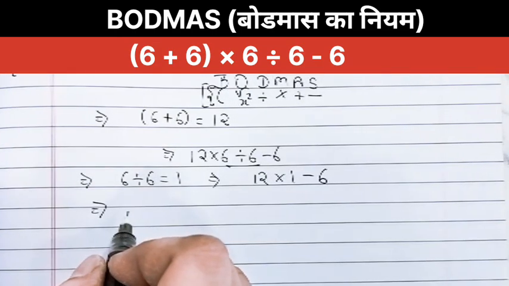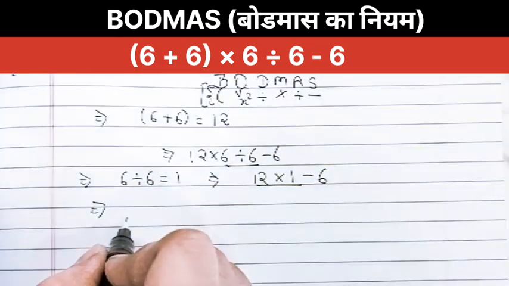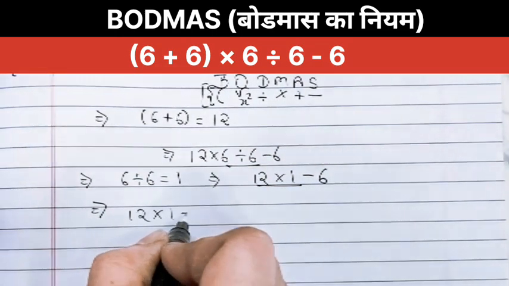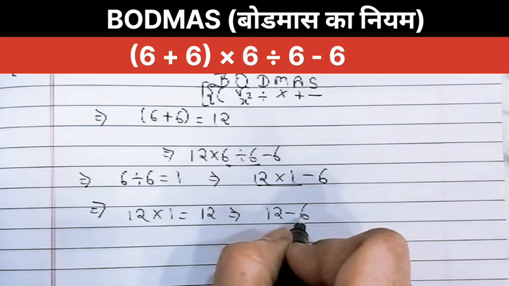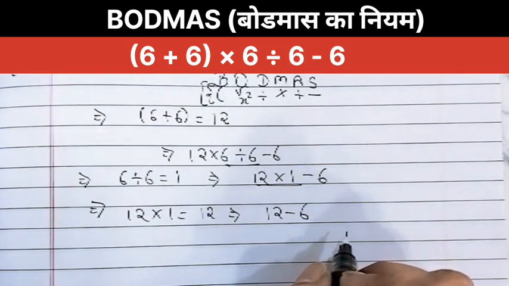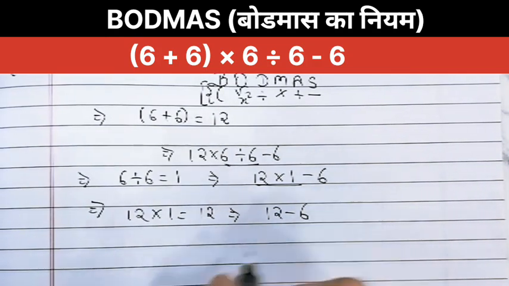Now the third step, multiplication. Now we multiply the digits. First we multiply 12 multiplied by 1, which equals 12. And now the expression becomes 12 minus 6. According to this step 3, multiplication is the next priority in the sequence after the division.